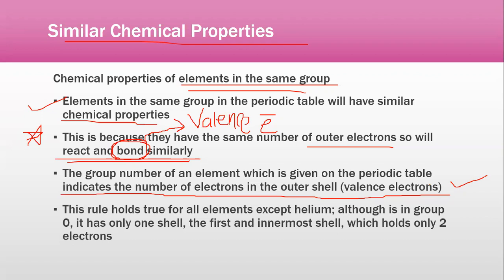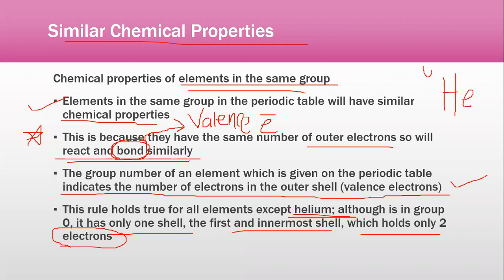Now, this rule holds true for all elements except helium. Although it is in group 0, but it has only one shell, the first and innermost shell, which holds only 2 electrons. अब helium जो है, helium is an exception. Helium का mass number 4 होता है, proton number is 2, which means it has 2 electrons. Now it's only first, इसका तो एक ही shell होगा, तो first shell ही complete होता है. This is the electronic configuration of helium, having 2 electrons, and the first shell is also complete. जो उसका innermost shell and the outermost shell is the same, क्योंकि it only has one shell, so obviously that is complete.